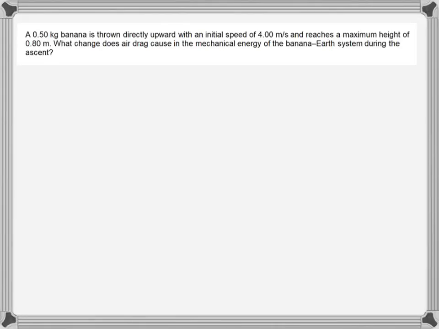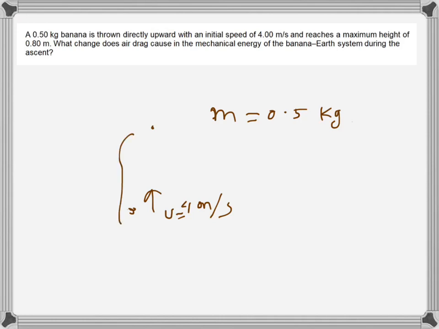So here a banana is thrown upwards. The mass of the banana, m, is 0.5 kg, and it is thrown at a velocity of 4 meters per second. So if we say u, that is 4 meters per second, and it reaches a height of 0.8 meters. So that's the height, 0.8 meter. There is an air drag, and we have to find out what change air drag causes in the mechanical energy of the banana-earth system.